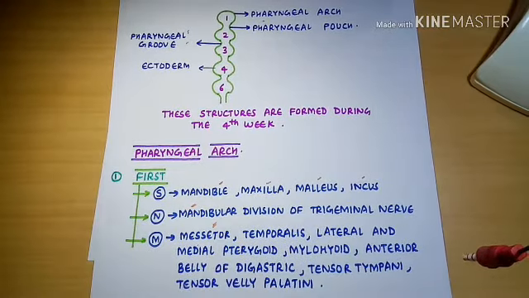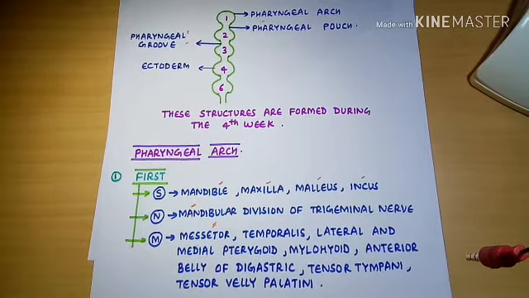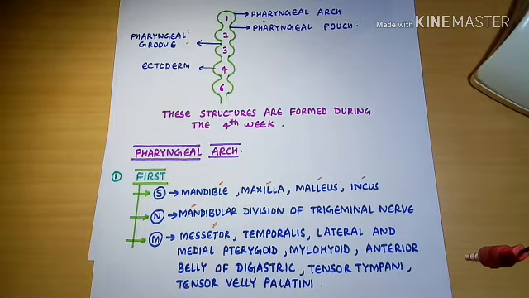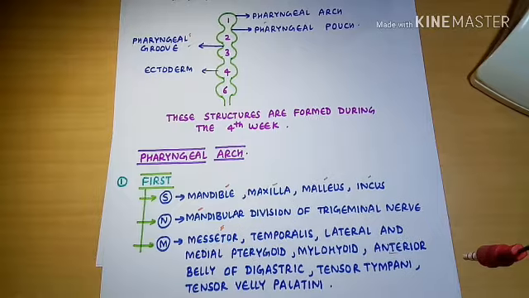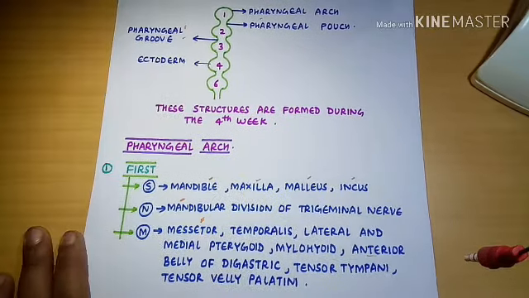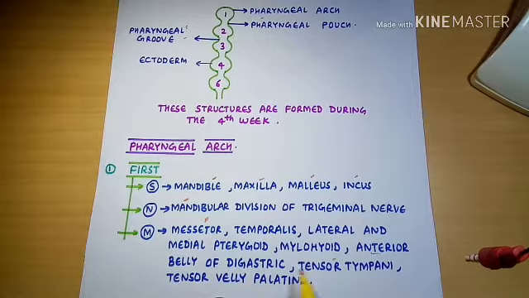So from the first pharyngeal arch, some structures, some nerves and some muscles are formed. The structures are the mandible, maxilla, malleus and incus. The mandibular division of the trigeminal nerve is formed from the first pharyngeal arch, and the masseter, temporalis, lateral and medial pterygoid muscles, mylohyoid, anterior belly of the digastric. We have to remember that it is the anterior belly of the digastric, not the posterior belly, which is formed from the first pharyngeal arch. Tensor tympani and tensor veli palatini are also formed from the first pharyngeal arch.